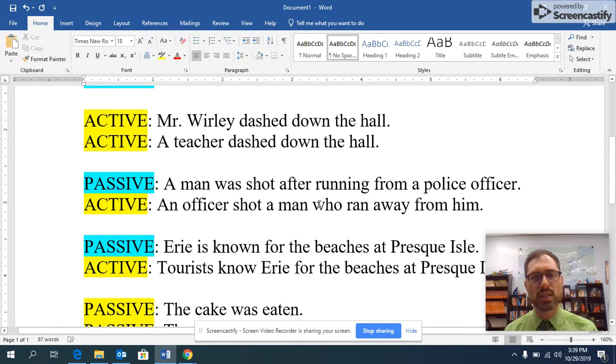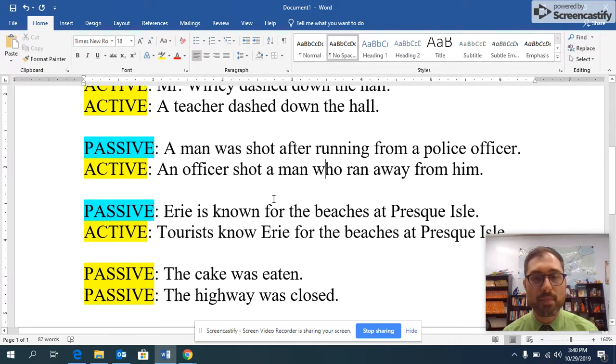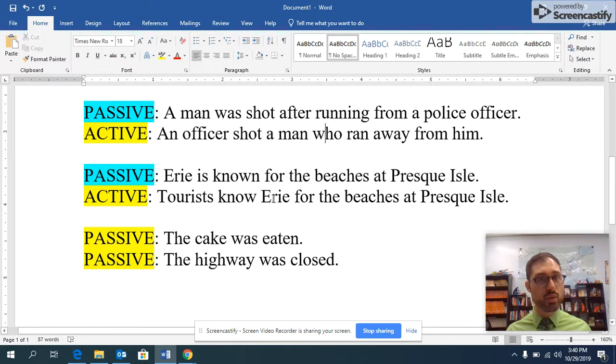Let's take a look at this. We see this a lot in news stories. If there is an incident and someone runs away and a police officer shoots somebody, we might hear a man was shot after running from a police officer. We don't know who shot the man. That doesn't tell us the whole story. In the passive voice, the man is the focus, but we don't know who's doing the action. So we can change that. An active version of this would be an officer shot a man who ran away from him. Again, passive voice means we don't know who's doing these things.